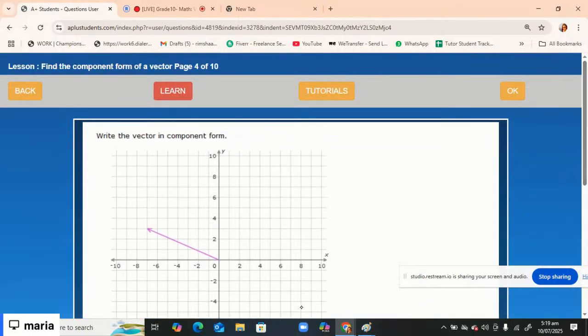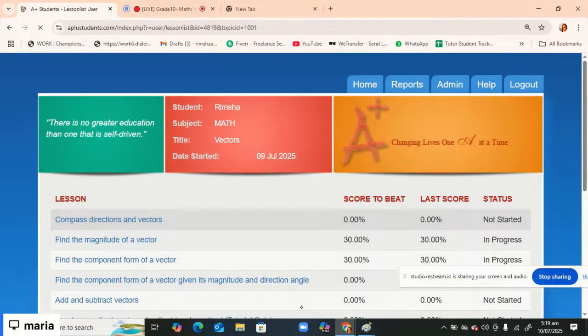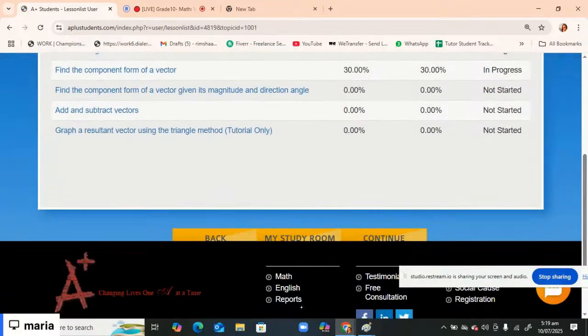So I hope you understand this lesson as well. Solve the rest of the test questions regarding this lesson by yourself. This is very easy. You just check the initial point, then the terminal point, then subtract the initial point from the terminal point, and that's it.